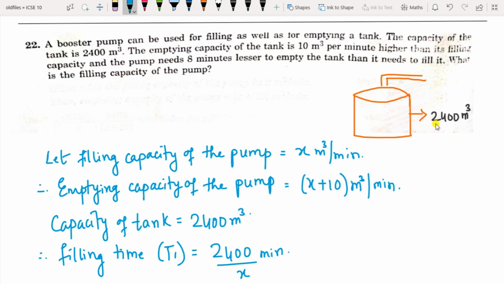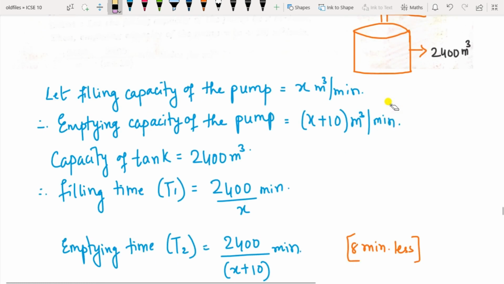So this is a tank whose capacity is 2400 meter cube. This is a filling tube here, and there is also an outlet. Okay, so the booster pump can be used for filling as well as emptying a tank, both. Now the emptying capacity of the tank is 10 meter cube per minute higher than the filling capacity, and also it takes 8 minutes less to empty the tank than to fill it.